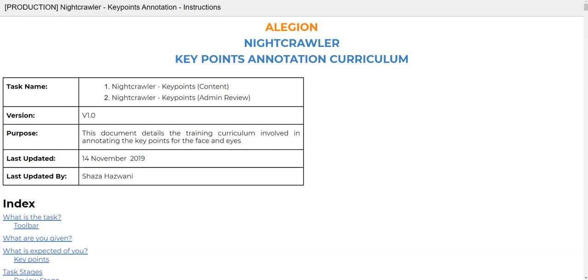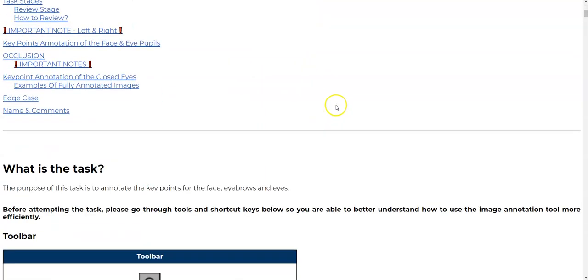Okay, hello everyone. This is going to be a training session for Nightcrawler key points annotation. In this Nightcrawler task, you'll have two stages. One is Nightcrawler key point content. The other is Nightcrawler key point admin preview. You will be working on Nightcrawler key point content.